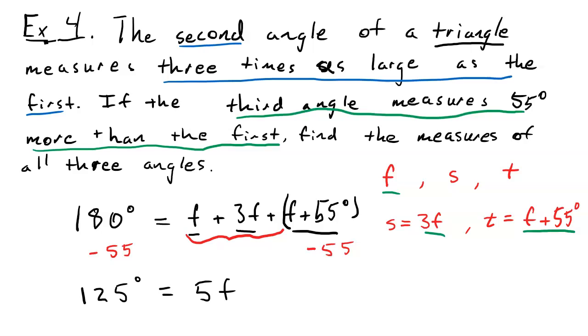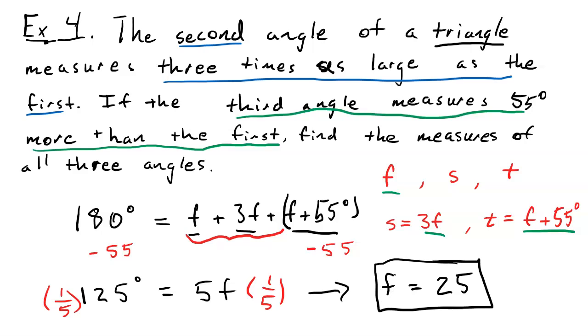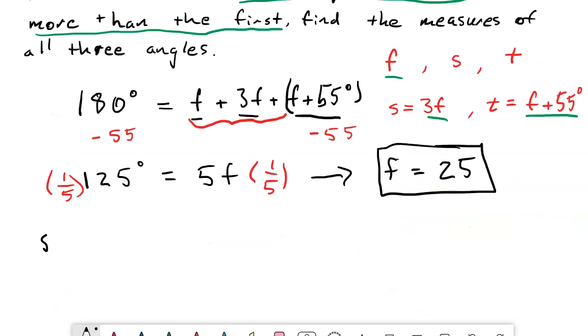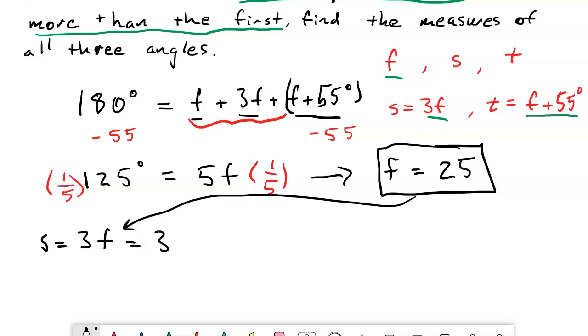5F. Using our multiplication rule, you multiply by 1 over 5, which gives us a solution F is equal to 25. Okay, so now we have the first angle. But again, we have to find the results of the second and third angle as well. Remember, we had S is equal to 3F, which is equal to plugging in our newly found F, 3 times 25.